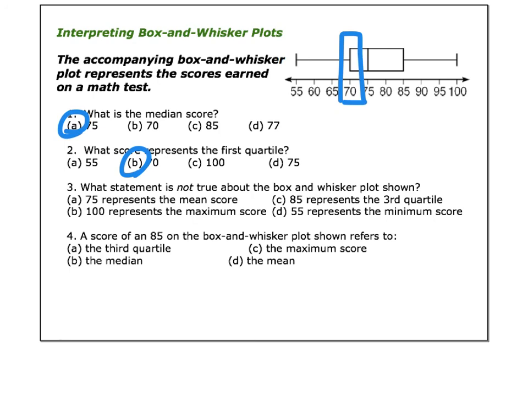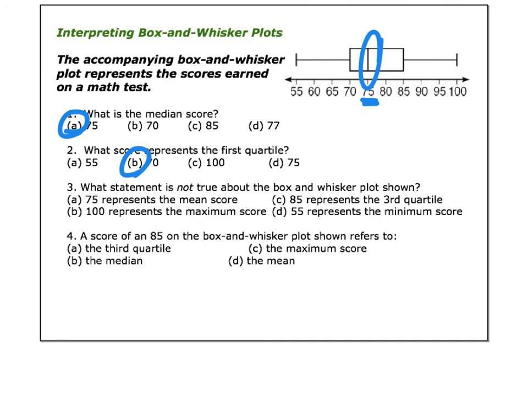Number 3. What statement is not true about the box and whisker plot shown? Part A says 75 represents the mean score. 75 represents my median, not the mean. Again, this is not a symmetric distribution, so the median and the mean are not going to be the same. So I'm thinking A already, but let's check the others.